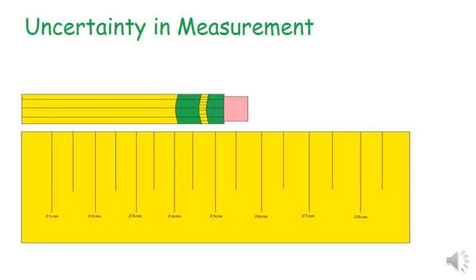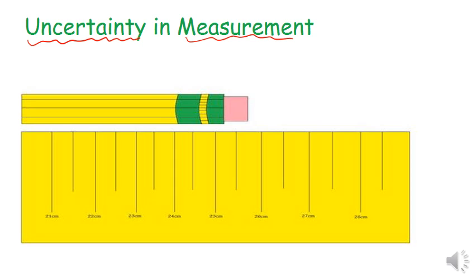Okay, before we can talk about significant figures, I need to talk a little bit about why we need significant figures. And we need them because there's always some uncertainty in your measurement. And you need to be able to communicate to whomever's reading your lab data what your level of uncertainty is.